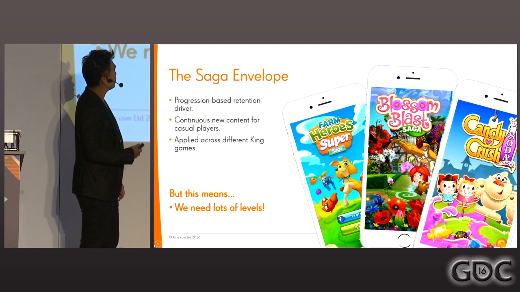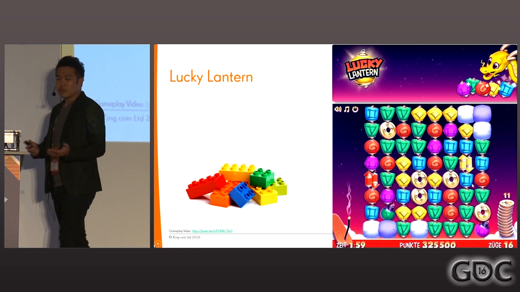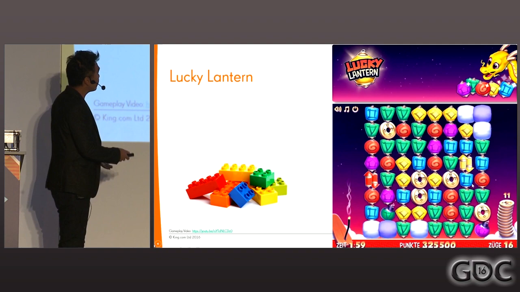In King Berlin, one game that followed this model is this game from royalgames.com. It's called Lucky Lantern. It's a linker, and I'm going to show you a short video of the gameplay.